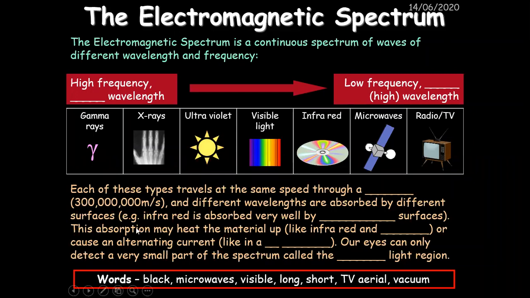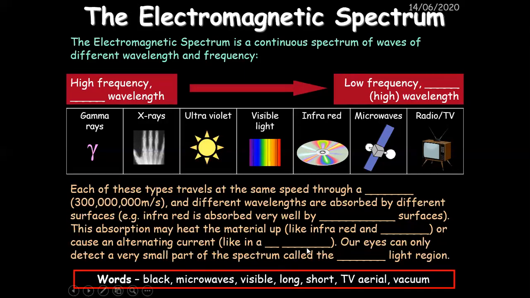This absorption may heat the material up. If I go outside wearing a black jacket, as some kids do, I see some kids in hoodies in this heat, I don't understand. If I go outside wearing a black jacket, it's going to heat up. Okay, and what's going to happen then? I'm going to sweat. So this absorption may heat the material up, like infrared and microwaves.